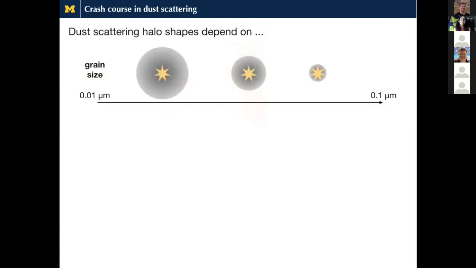So when you're trying to take dust scattering into effect, when you're examining the spectrum of a source, you basically are completely reliant on the shape of the dust scattering halo. And again, this halo shape depends on a number of factors. One of them is grain size. So using the formula from before, as you go to larger grain sizes, you get smaller and smaller scattering halos.